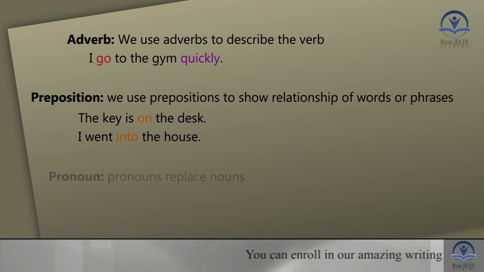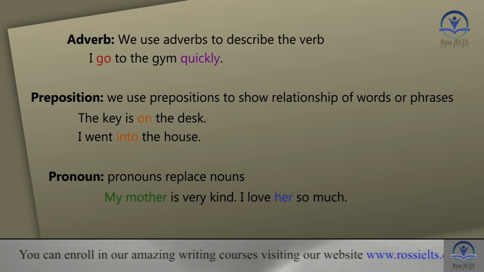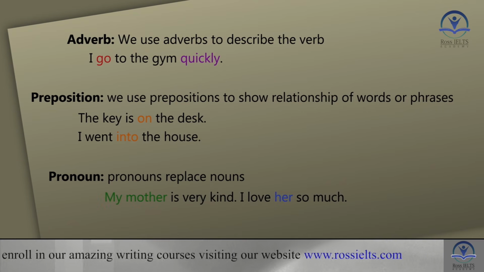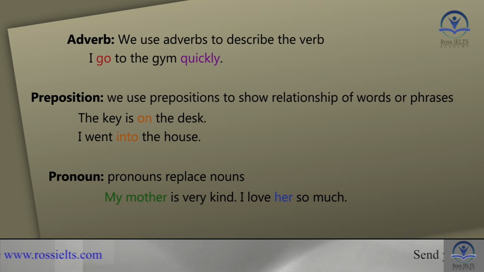The next one is the pronoun in the sentence. Actually, pronouns replace nouns. For example, my mother is very kind. I love her so much. My mother is the subject here. And as I'm talking about her a second time, I don't say I love my mother so much. I say I love her so much.